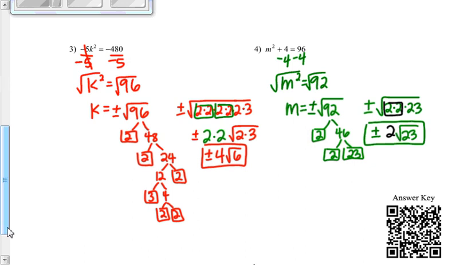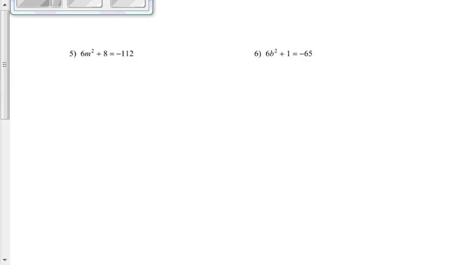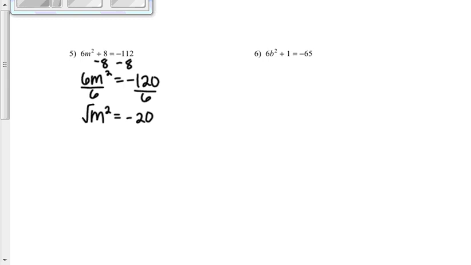Going on to the back of your homework. So we're still working to get, in this case, m by itself. So I'm going to subtract 8 from both sides. So that's 6m squared equals negative 120. Gotta get rid of that 6. So we have m squared equals negative 20. And take the square root to get rid of the squared.